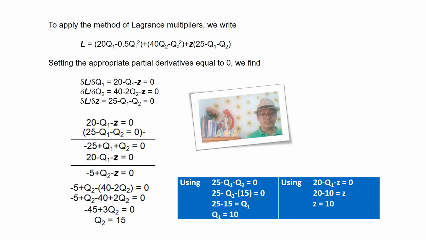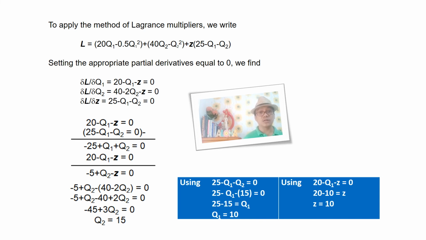Finding the values that satisfy these three equations simultaneously, we calculate the Q1, Q2, and Z variables. Now, we have values that satisfy the three equations simultaneously. That is, Q1 equals 10, Q2 equals 15, and Z equals 10. The values for Q1 and Q2 confirm the original solution.